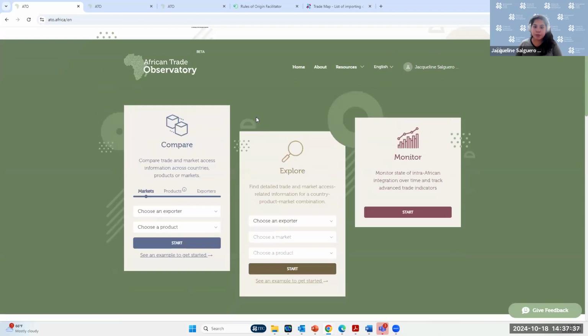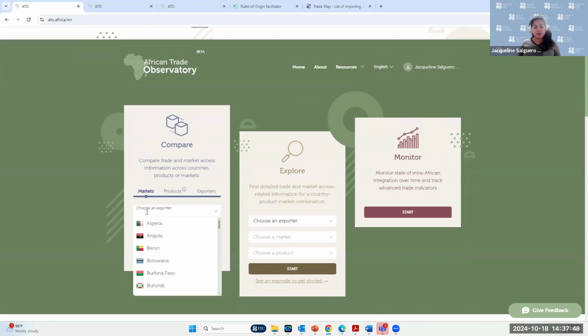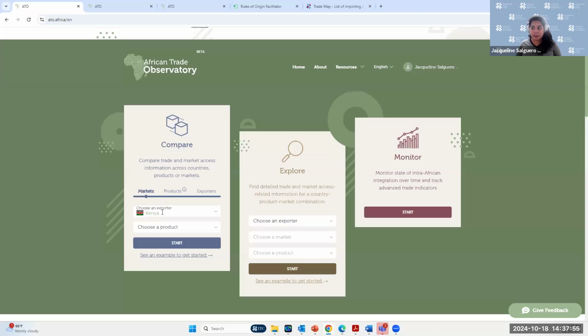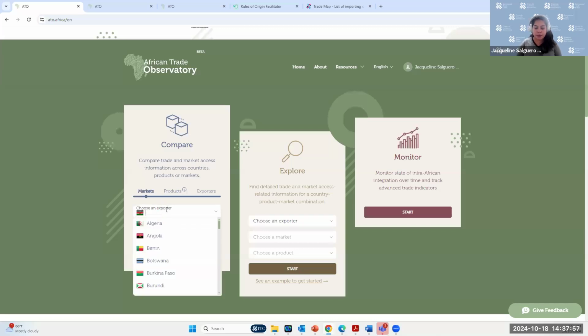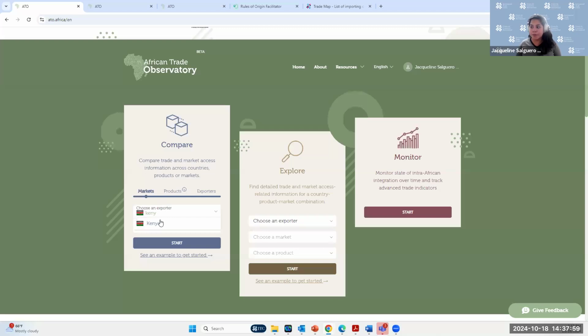Then, as I mentioned before, we will start with the compare module, in which we will analyze different markets. As you recall, the example was of a Kenyan producer of body lotion. So the name of the exporter here will be Kenya, as a country, because I need to select the country from where I'm exporting. So Kenya. And then here, I have already provided you the code for the product, but sometimes it happens that you don't know your code.